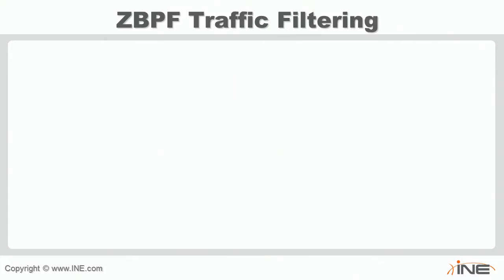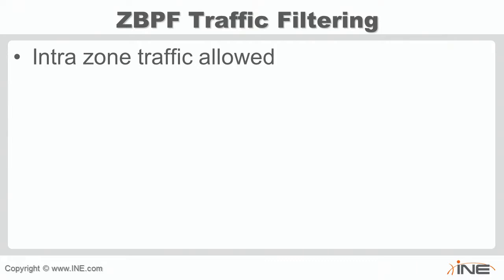Now, as the filtering goes between these zones, if we have traffic that is intra-zone, or going from an interface that is in the same zone to an interface that is likewise in the same zone, for example, inside to inside, then this traffic is going to be allowed. So if I have two inside interfaces, we're not going to do any filtering between them. Likewise, if I had two outside interfaces. If I did want to apply an exception to this, I would have to apply an access list manually to the interface.